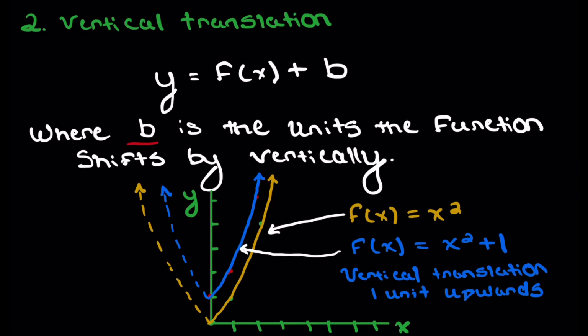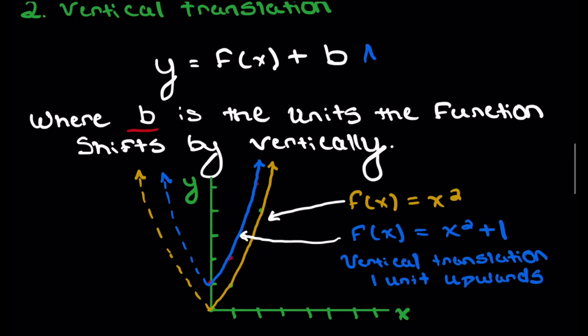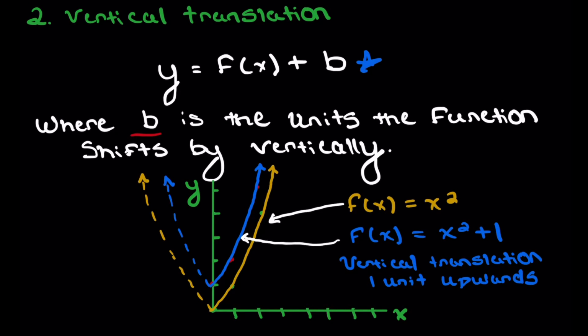Next, we're dealing with vertical translations. The general form is y is equal to f of x plus b. B is the units the function shifts by vertically. Yet again, we have the basic function f of x equals x squared in the gold here. This one is a lot more simple because we don't have any opposite signs going on. The unit that it shifts by is just an extra number on the end here.